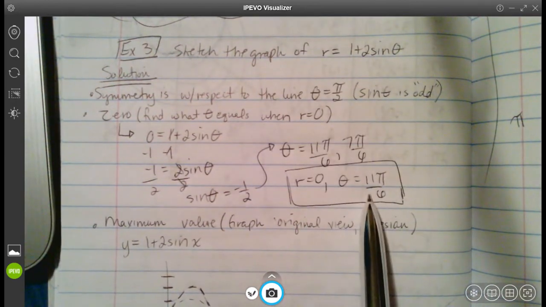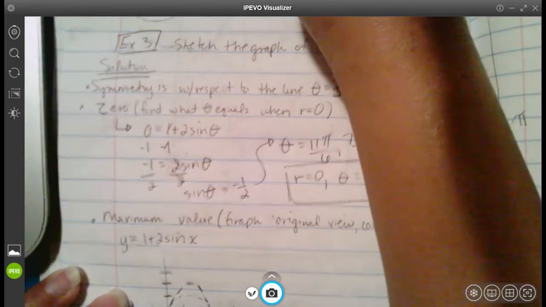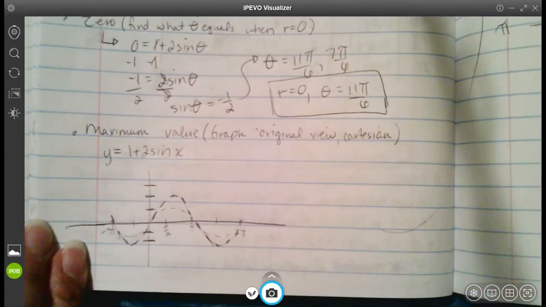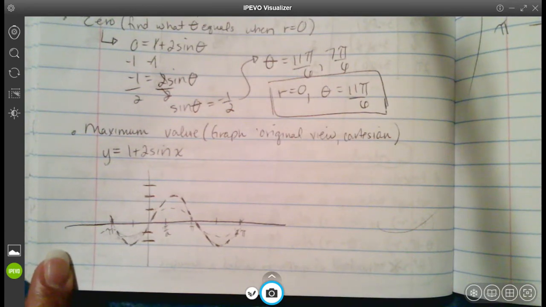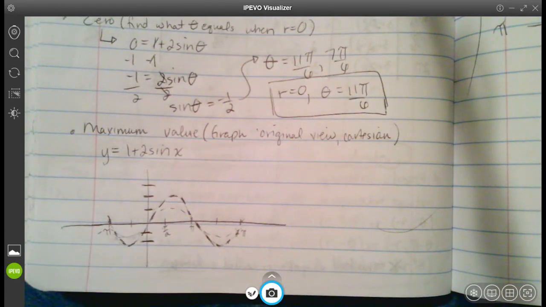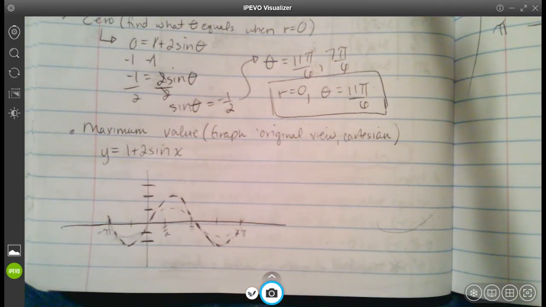So I'm going to stick with 11 pi over 6 because it's on the right side. Okay. For the maximum value, this part's a little bit more, I don't want to say involved, but you have to kind of dig a little bit back into what you remember about the sine function. You're trying to think of at what angle this function, the one that I have here, has a maximum?